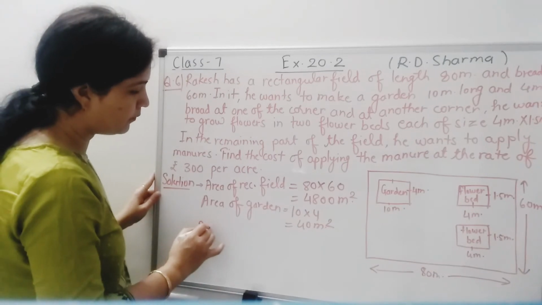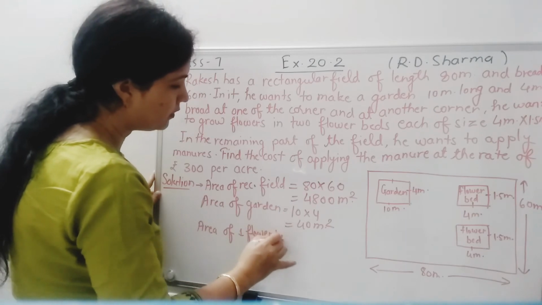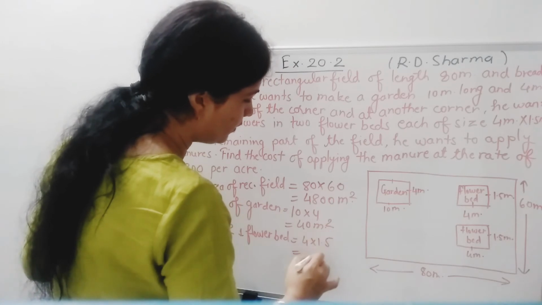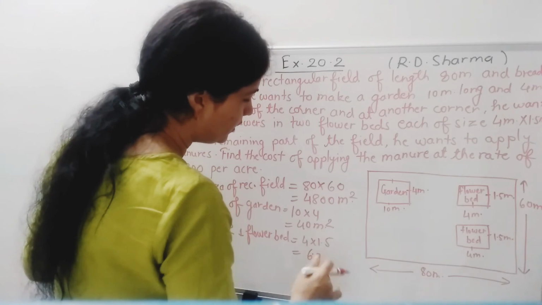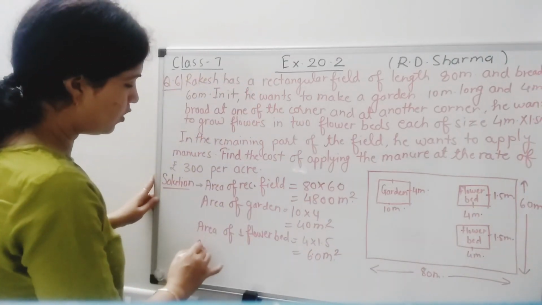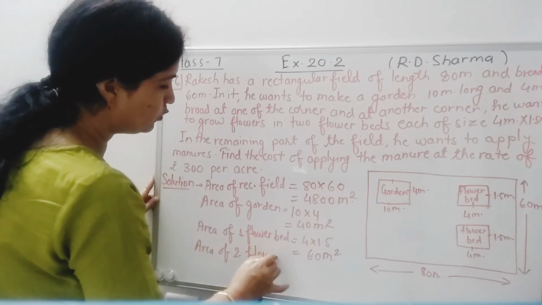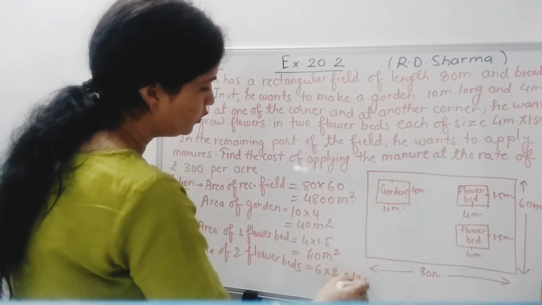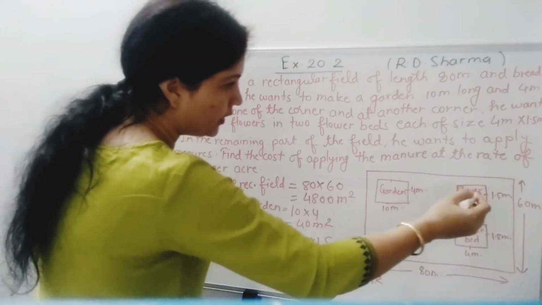Then the area of one flower bed is again length into breadth, 4 into 1.5, which gives 6 meter square. As there are 2 flower beds, we just multiply the area by 2. 6 multiplied by 2 is 12 meter square. Now you have found the area of the whole rectangular field, the garden, and the flower beds.